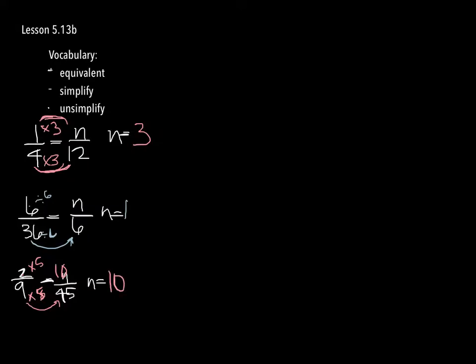So we get 12 over 16 is equal to n over 4. Now, we're going to look and say, what did I do to 16 to get to 4? Are we simplifying or unsimplifying? Well, the number is getting smaller, so we are simplifying. So we are dividing, and we're going to divide by 4. Whatever I do to the bottom, I do to the top. 12 divided by 4 is 3. So n is equal to 3.